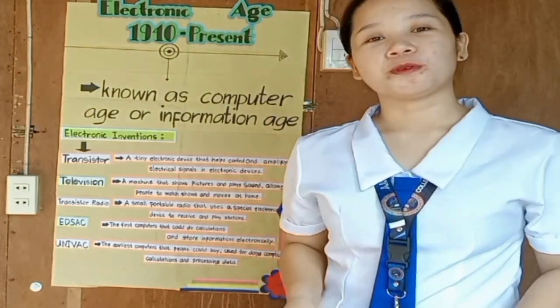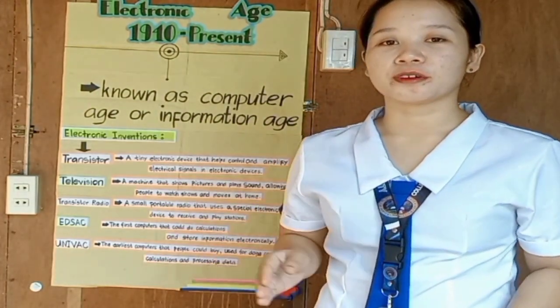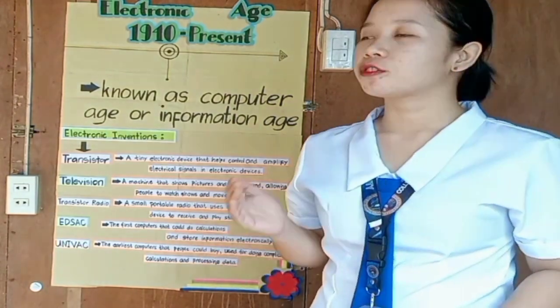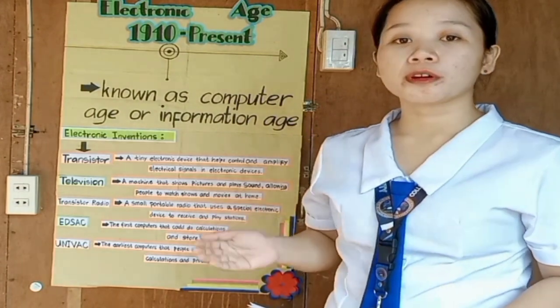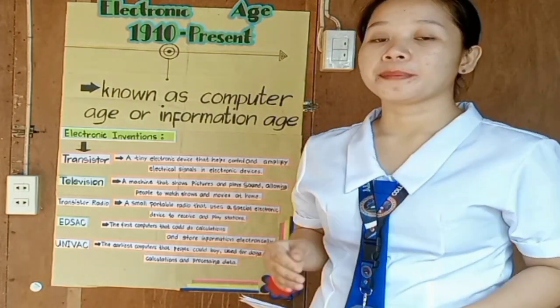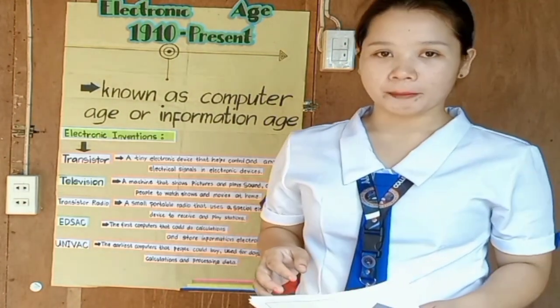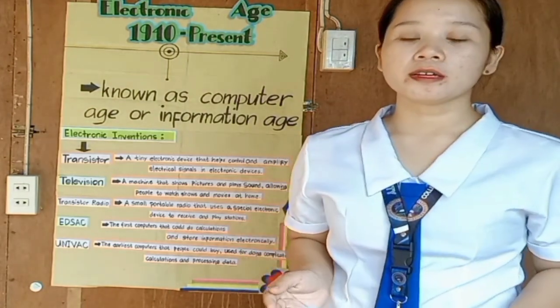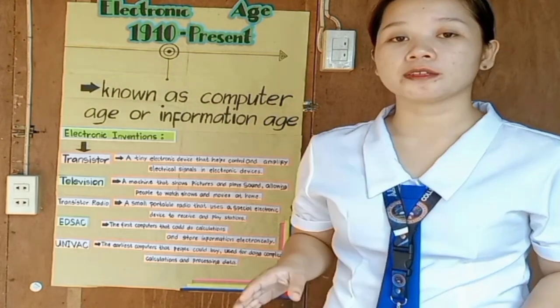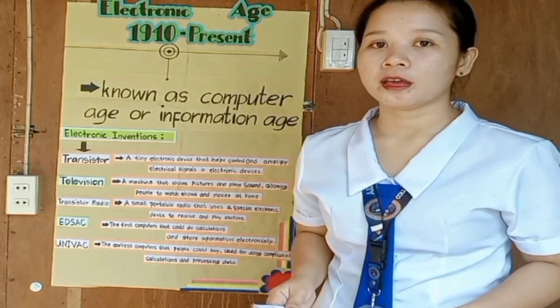So, the electronic age was also known as the computer age or information age. Electronic age refers to a period in history when computer and communication devices became prominent and had a profound impact in various sectors of society. So this era started in the 1940s and continues to the present day.